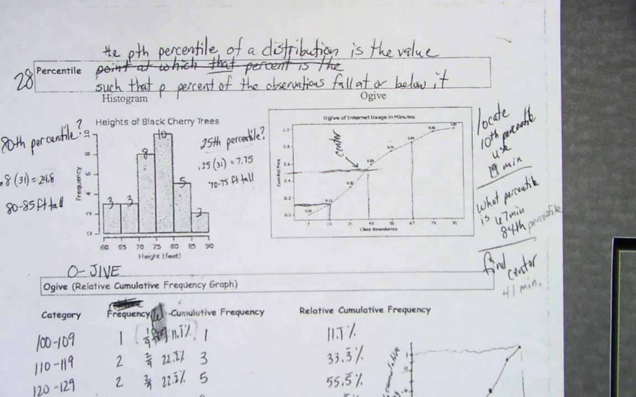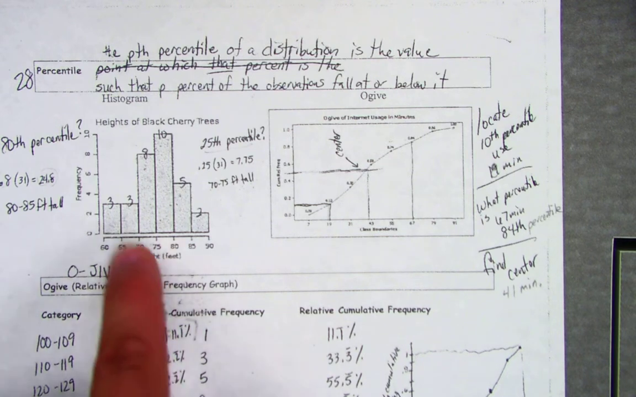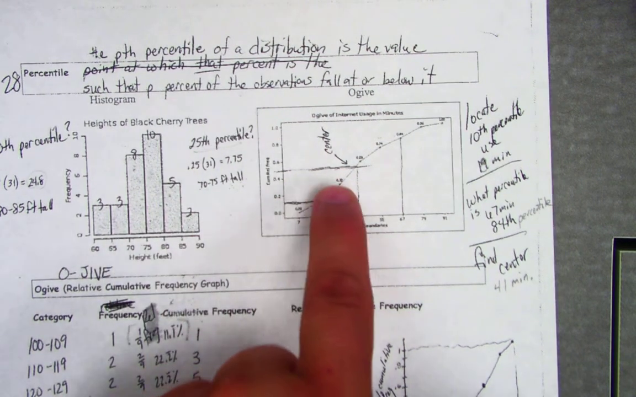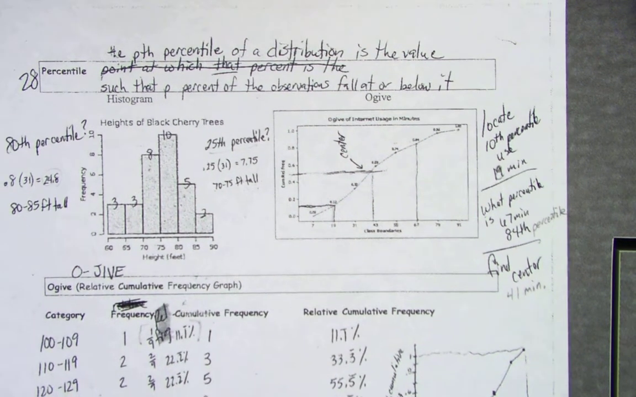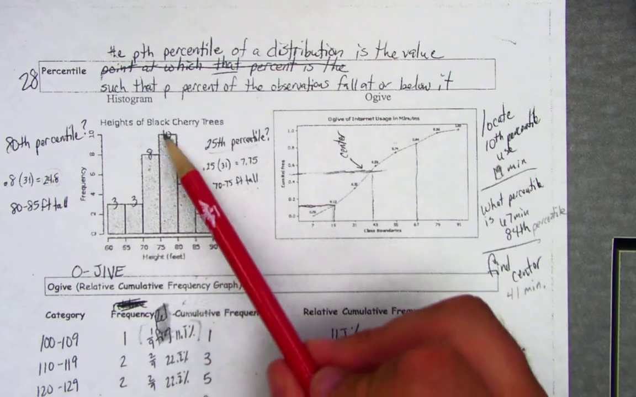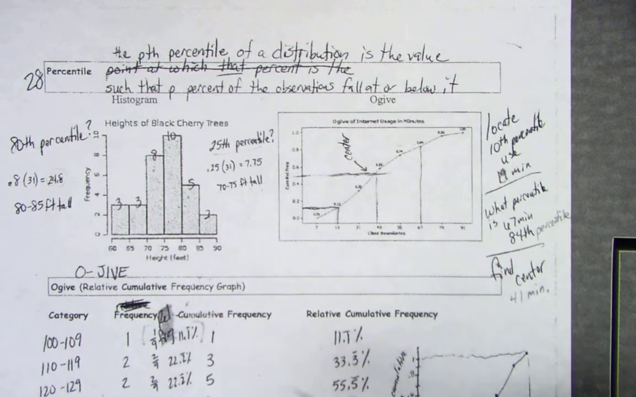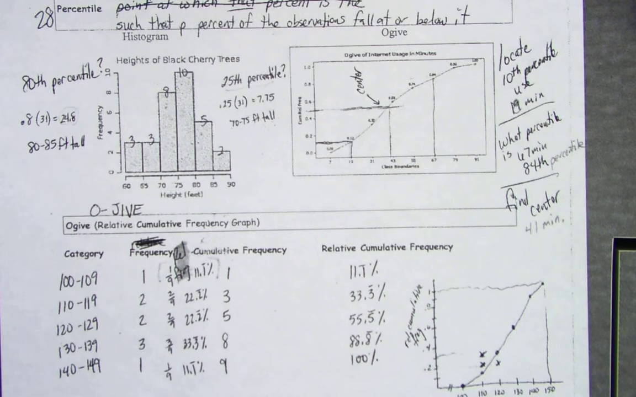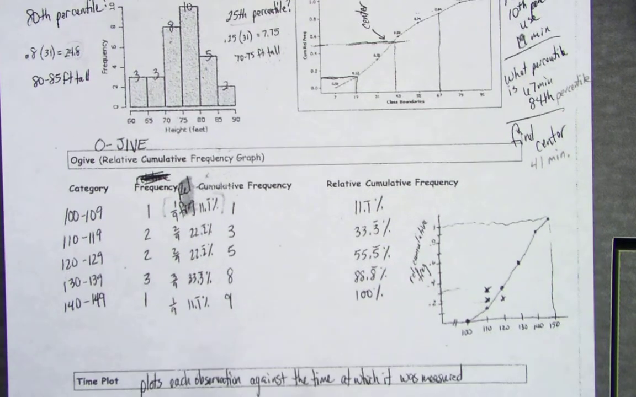So you can answer all sorts of questions about percentiles, either from histograms or from ogives. Remember, ogives give us the cumulative, and we have to add these up to make them the cumulative for the histogram because those bars are separate. So a little bit more about ogive. Ogive is relative cumulative frequency graph.